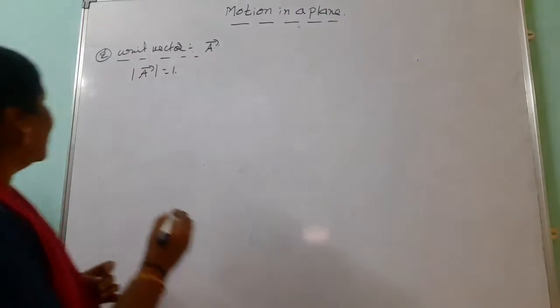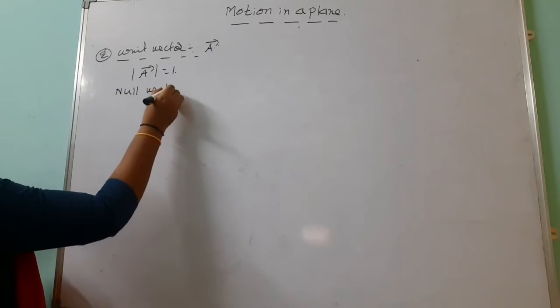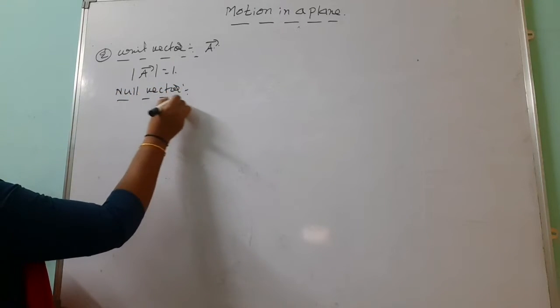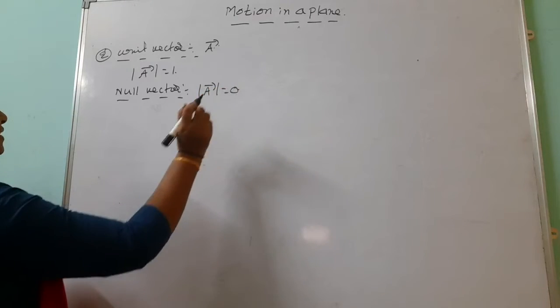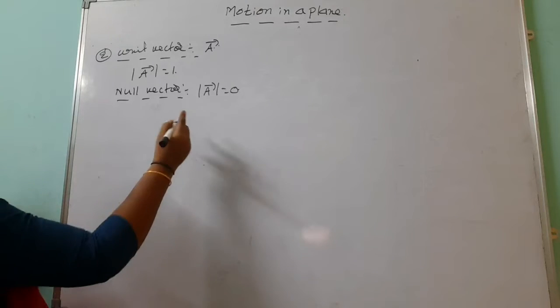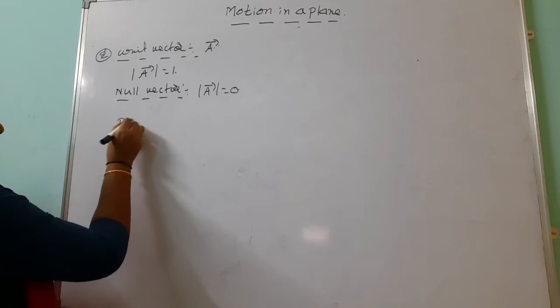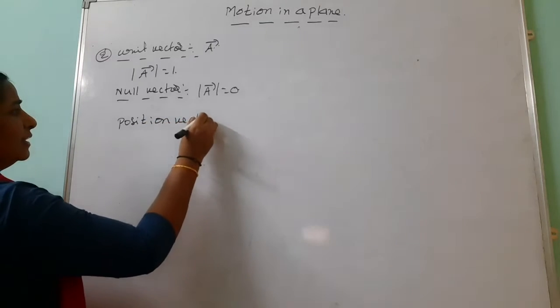Like that, what is the null vector? A vector whose magnitude is 0. Suppose we are taking one vector A bar only. If the magnitude of A bar equals to 0, this is called the null vector. Like that, position vector. What is the position vector? Many people are confused about this one.